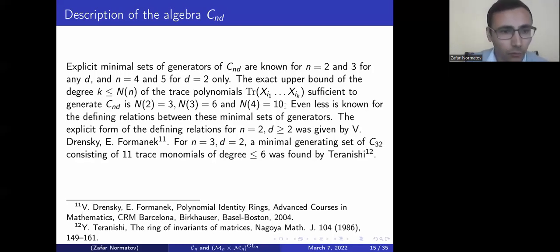Even less is known for the defining relations between these minimal sets of generators. The explicit form of defining relations for n equals 2 and d greater than or equal to 2 was given by Drensky and Formanek in this paper. For n equals 3 and d equals 2, a minimal generating set of C_{3,2} consisting of 11 trace monomials of degree less than or equal to 6 was found by Teranishi.